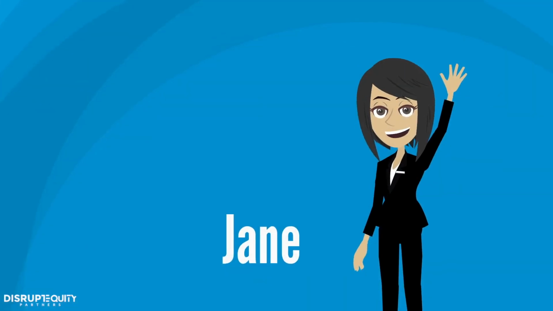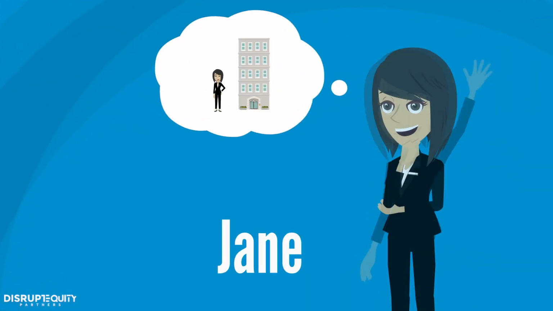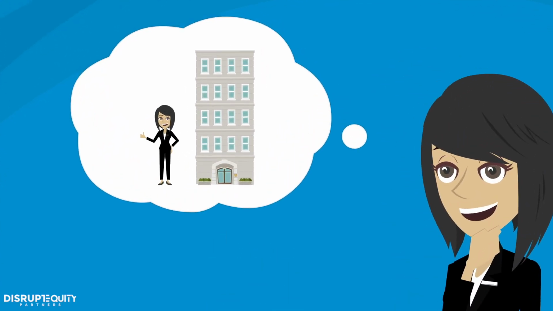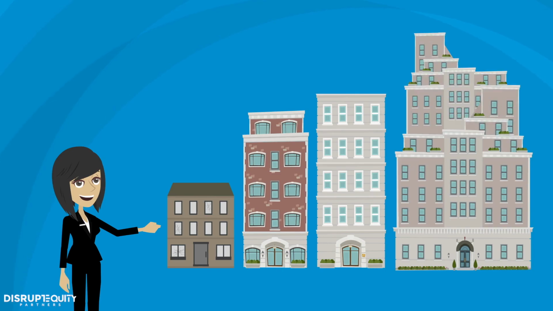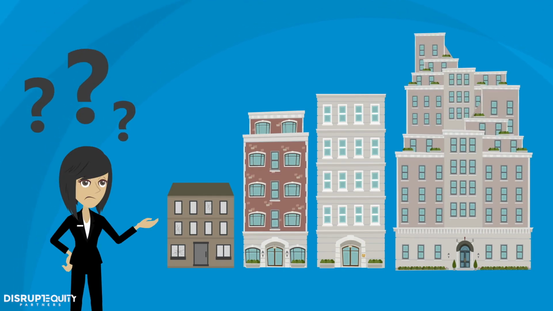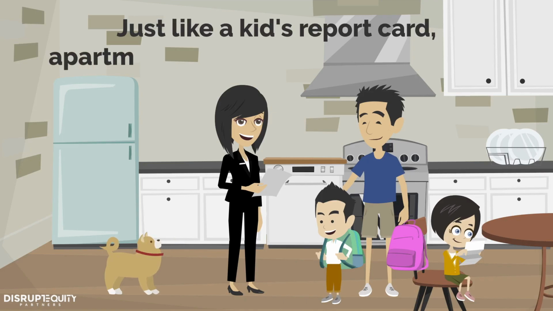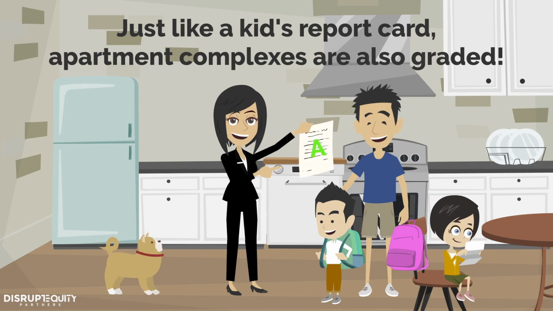Meet Jane. Jane is on the road to becoming a passive investor in multifamily real estate. Jane is presented with many types of apartments to invest in, but does not know the difference between them. Jane is told by her friend Derek that just like her kids' report cards, apartment complexes are also graded.